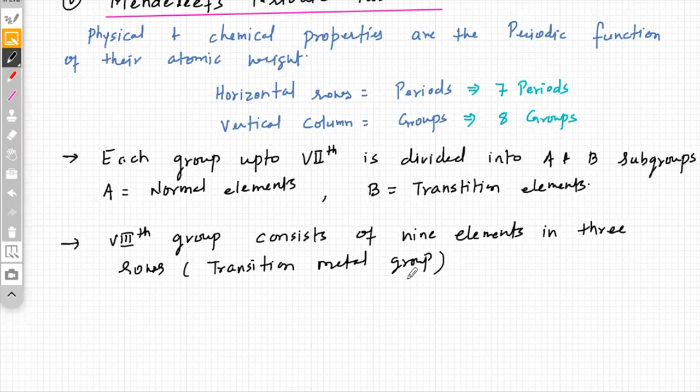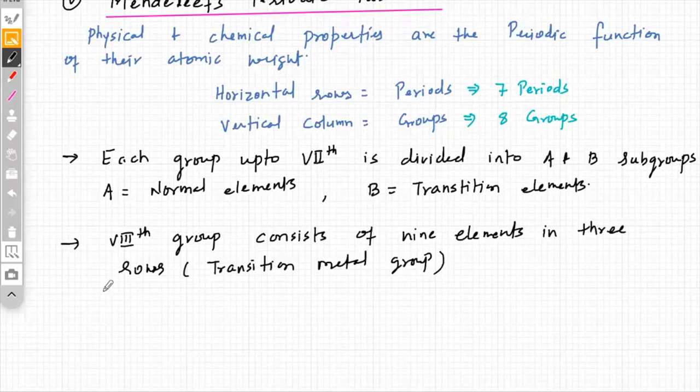But then again, with the help of atomic weight, this arrangement of atoms was not observed to be correct for all the elements, right? There will be some difference in property here and there. So later on, this particular theory was also discarded, right?